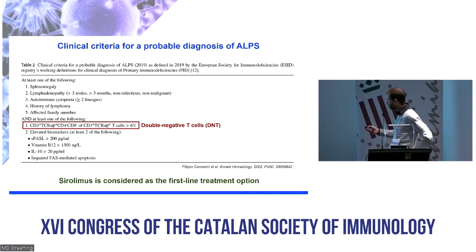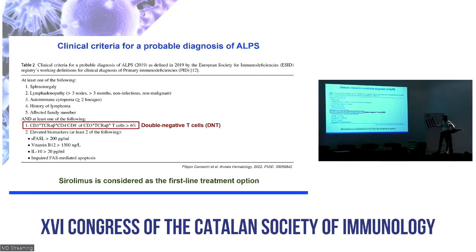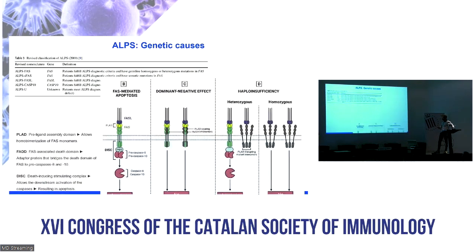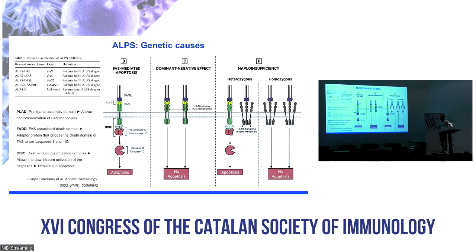And these patients, due to these autoimmune manifestations, are treated with immunosuppressive drugs, mainly sirolimus, as a first line of treatment. So regarding the genetics, it is quite simple and complex at the same time. Simple because most of the patients display mutations in FAS, which is the receptor, and a few patients display mutations in FAS ligand or in caspase 10, although caspase 10 mutations are quite controversial. But inside FAS, genetics are more complicated.